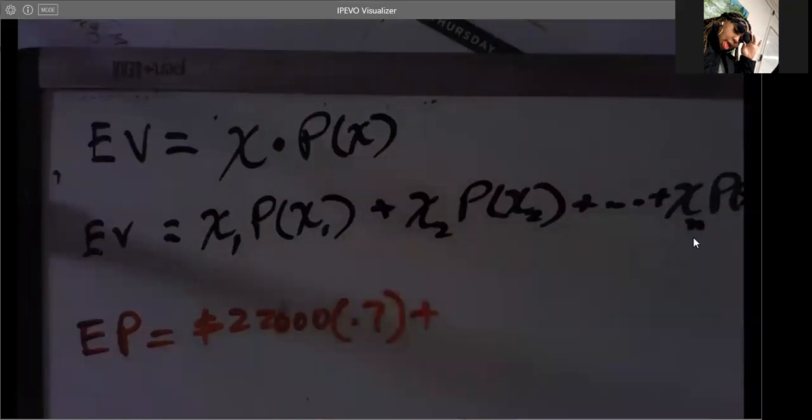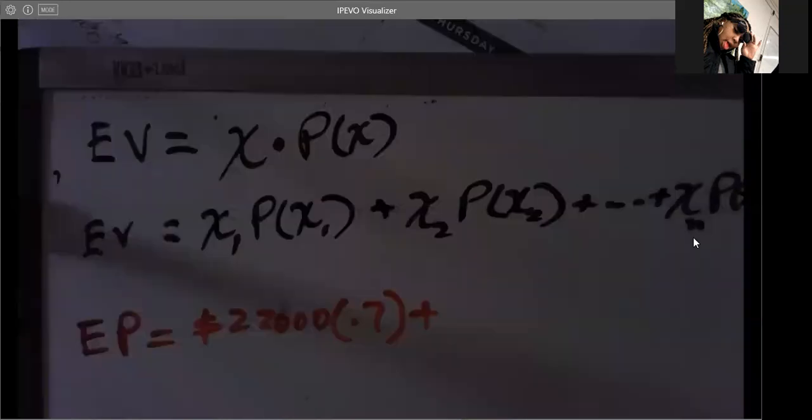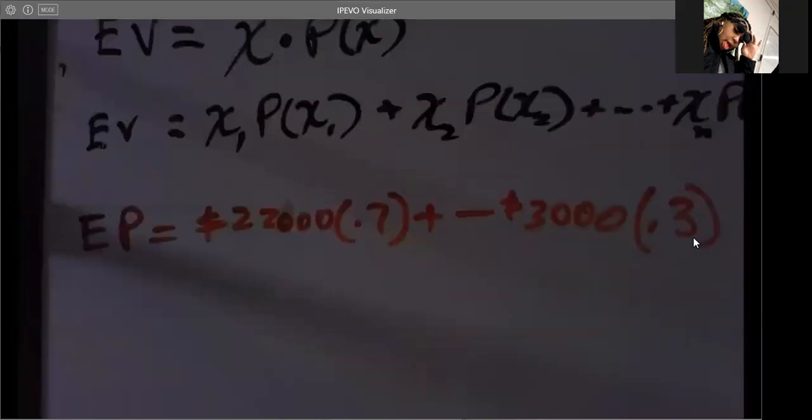Plus, if it rains, we don't get anything, right? Like you see these construction workers out here working on our science building, right? If it rains, especially with this outside building that they're doing, they can't work, so they lose money, right? So that would be a loss. So you have to subtract 3,000. So plus a negative, right, for 3,000. And that probability is 0.3. Okay? You with me? Yes, sir.